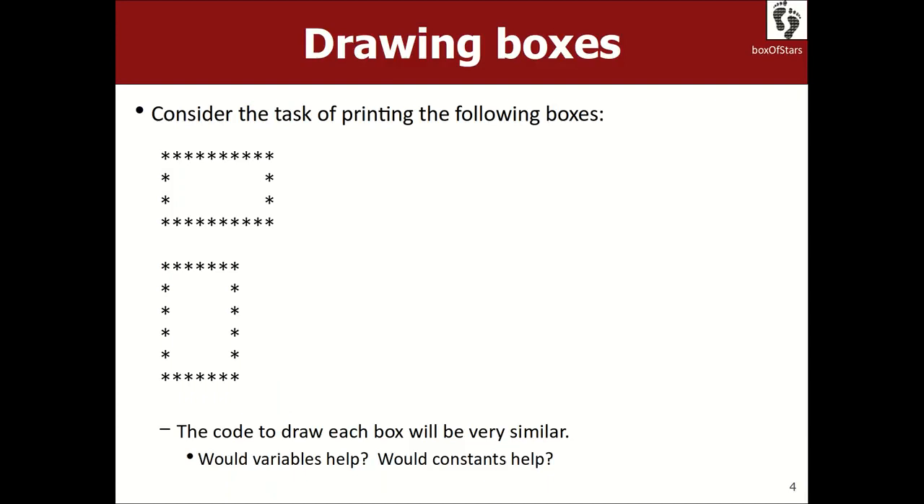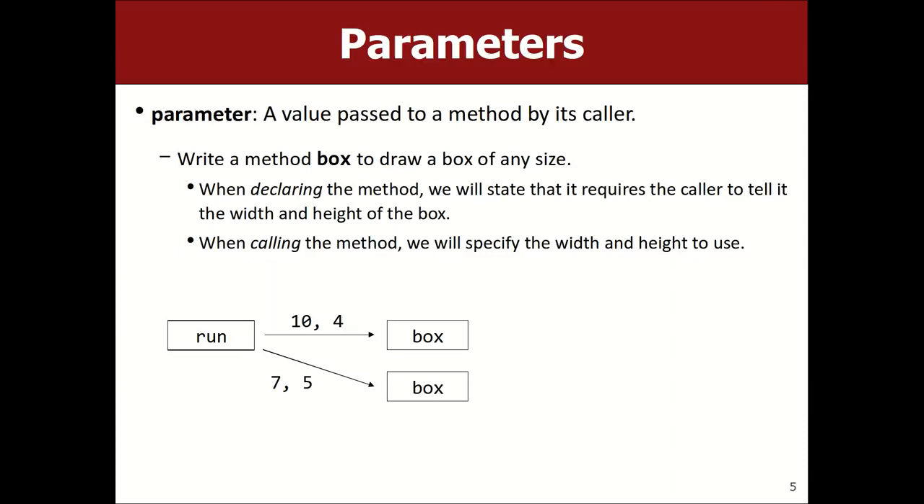A parameter is when you send a value into a method as you are calling the method. So it's like if you're baking n cookies, it's like sending in what you want the value of n to be, right, as you're about to bake. So you can write a method called drawBox that will draw a box of any size. And as you are calling that method, you can specify what size you want. You say, I want a 10 by 4 box. I want a 7 by 6 box.